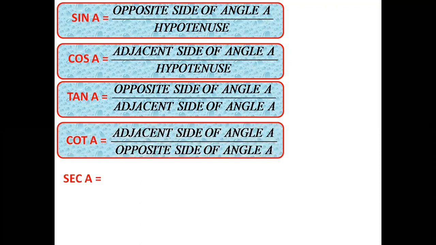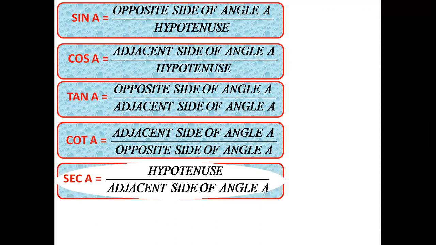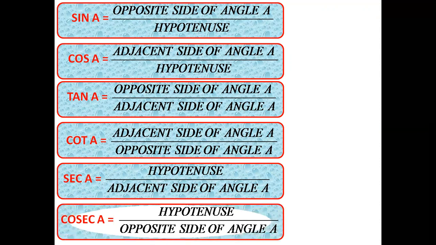Next, secant A, which is the reciprocal of cos A. Cos A is the ratio of adjacent side by hypotenuse. Simply you reverse the ratio of cos A, then you get sec A. Sec A is equal to hypotenuse by adjacent side of angle A. Cosec A is the reciprocal of sin A. Cosec A is equal to hypotenuse by opposite side of angle A.